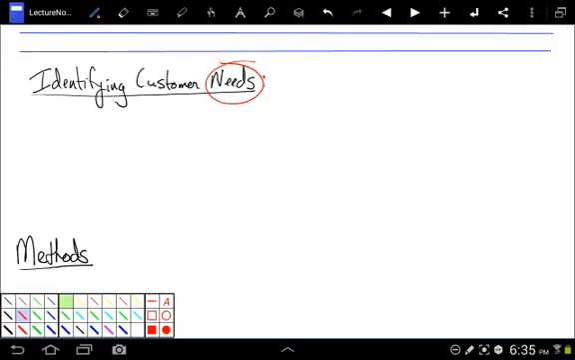This is, I'm not going to say it's the most important part of the whole design process, but it's definitely one of the more important. We'll settle for that. One of the more important steps in the design process.